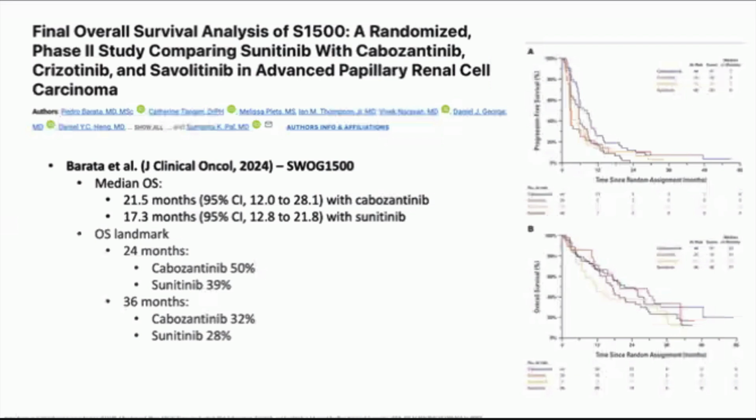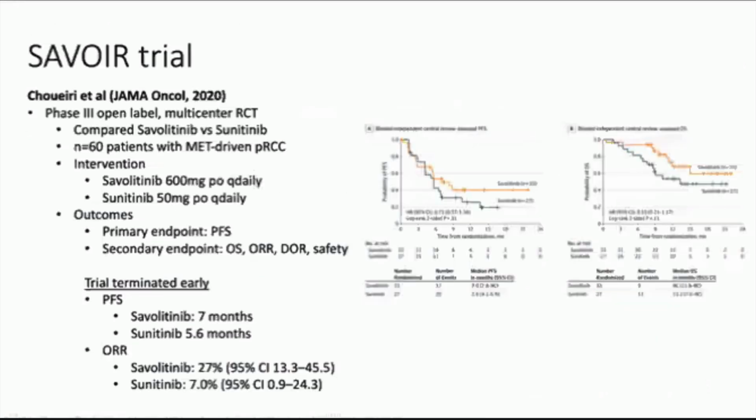And I think these trials kind of start explaining why cabozantinib is the preferred agent in these patients. The SAVOIR trial is another trial that enrolled 60 patients with MET-driven papillary RCC. Patients were randomized to either sunitinib or savolitinib. The primary endpoint here was progression-free survival, which was 7 months for the savolitinib and 5.6 months for the sunitinib group, which is identical to the data reported by the PAPMET trial for those two groups.